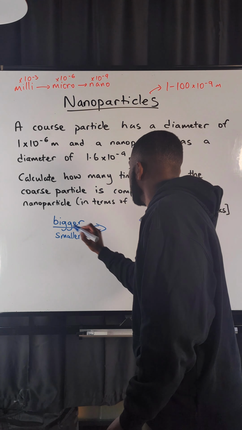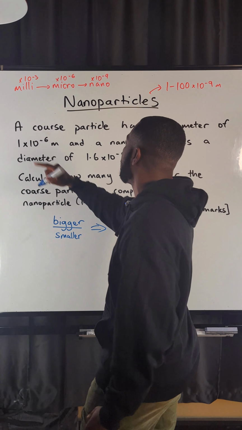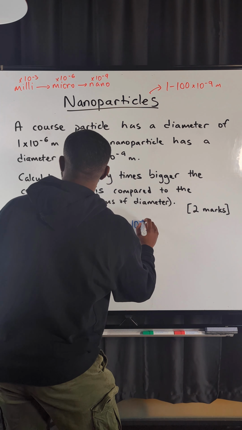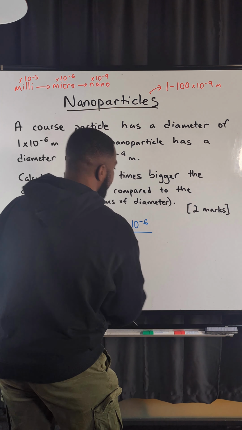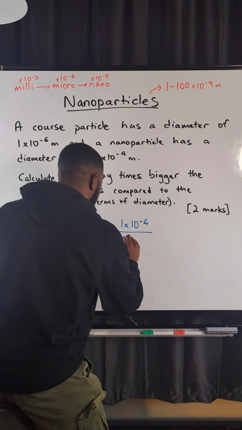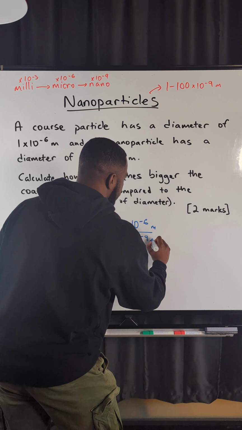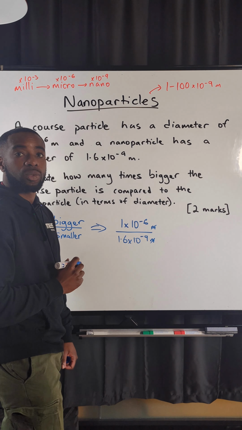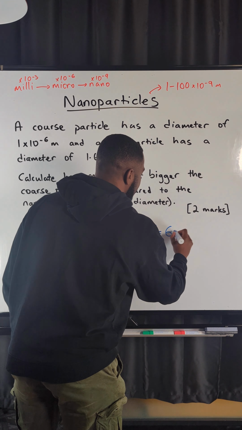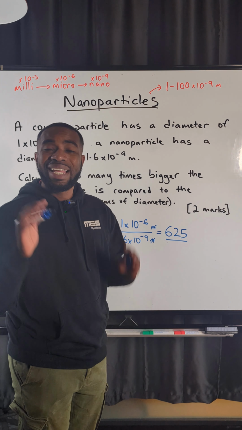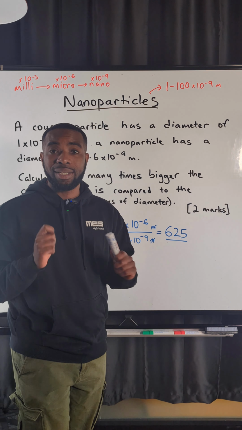Application to the question, the bigger particle is the coarse particle. So it's 1 times 10 to the minus 6 meters divided by our 1.6 times 10 to the minus 9 meters. Because we have meters on both sides, the units will cancel and we can see our answer is 625. So that tells us that the coarse particle is 625 times bigger than our nanoparticle.